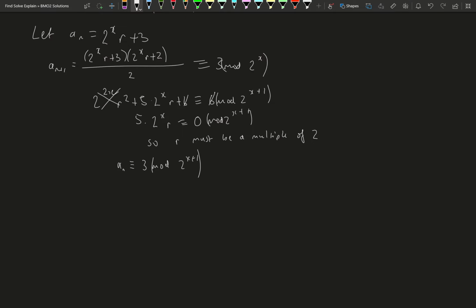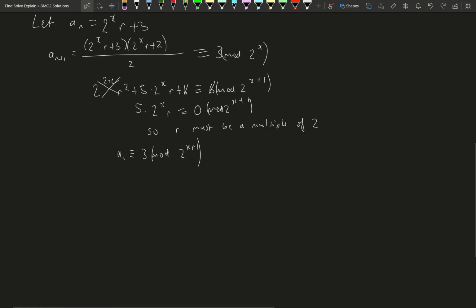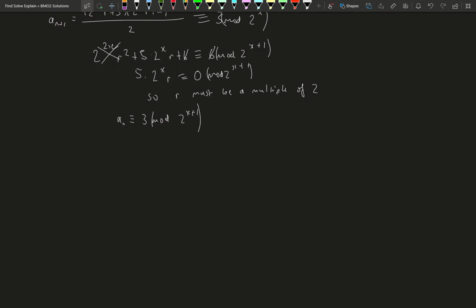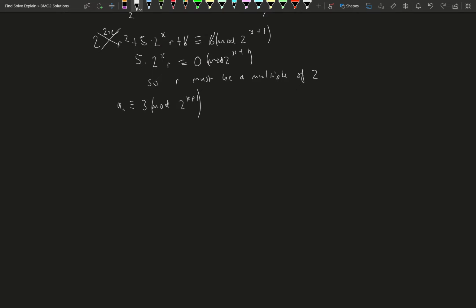So that means all of the values of the sequence are congruent to 3 mod 2, 3 mod 4, 3 mod 8, 3 mod 16, all the way up. So they're 3 mod 2 to the infinity. So the only possible solution for all of the values is 3. I'm suggesting that the sequence A1, A2, A3 continues as just 3, 3, 3, 3, and that's the only solution.